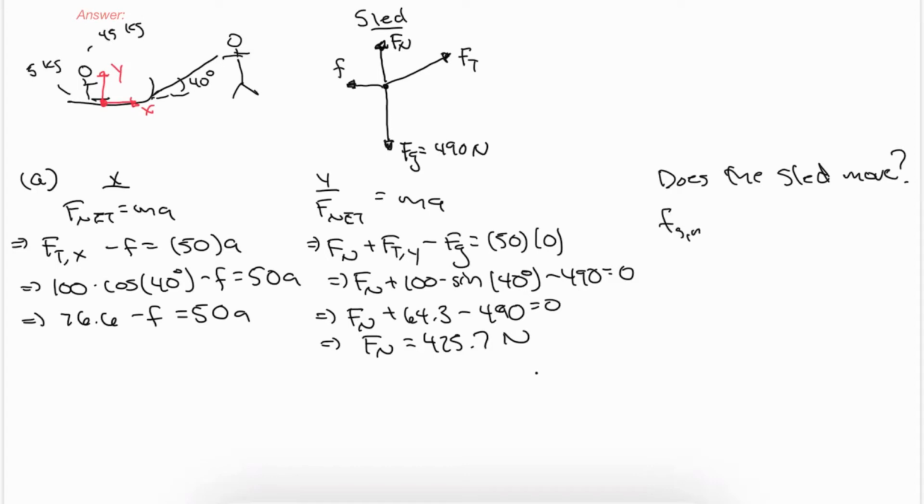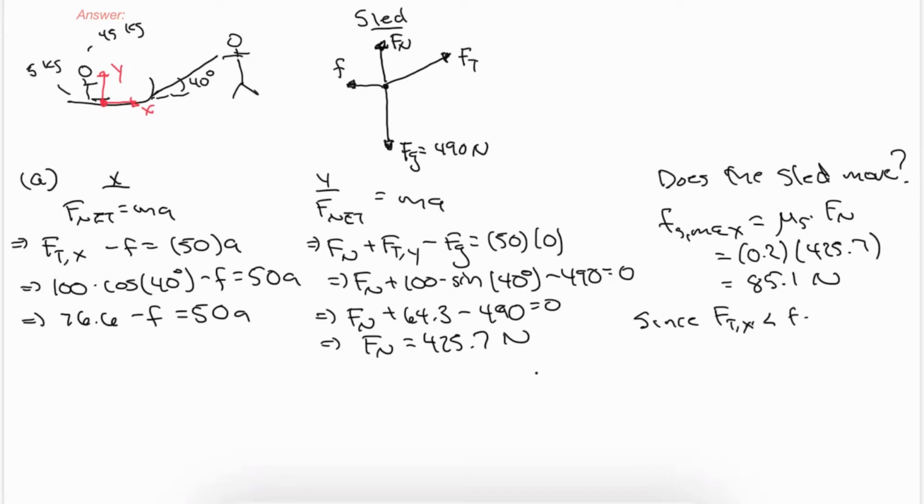And so let's calculate the maximum static friction force. I know the coefficient and I know the normal force, so I can plug those in, and I find that the maximum static friction force is 85.1 newtons. And so if we go back to our Newton's second law in the x direction, what you'll notice is that the force of tension in the x direction is 76.6 newtons.